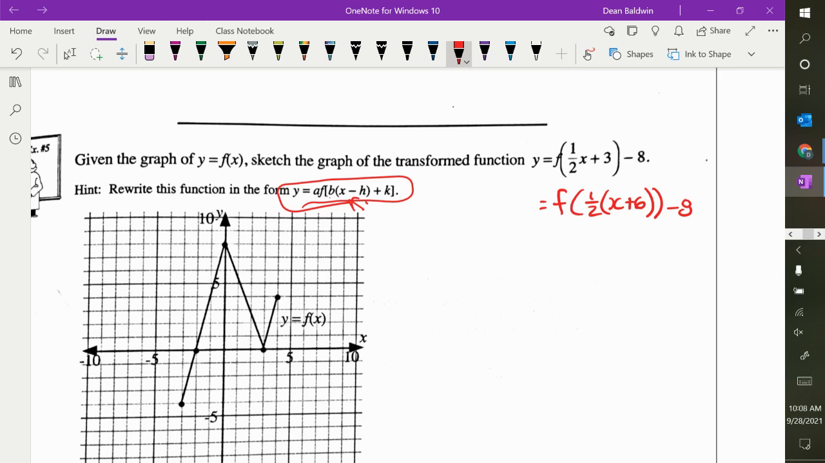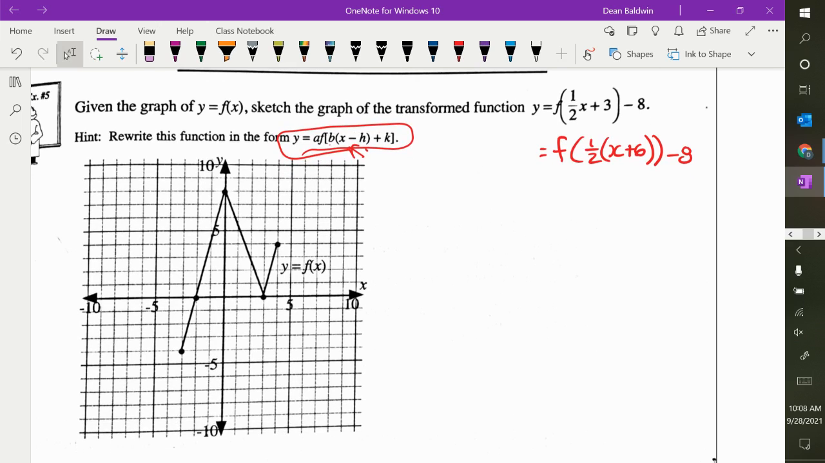If I multiply the 1/2 in, I get 1/2 x. What's a half times 6? 3. So that's how you can check it. So now you do your A, B, H, K. So A, B, H, and K. What's my A value? 1, so that doesn't do anything. What's my B value? Which does what? H is -6. You see how the H in the original, it looks like H is 3, but it is not. It is 6, or -6 in this case.